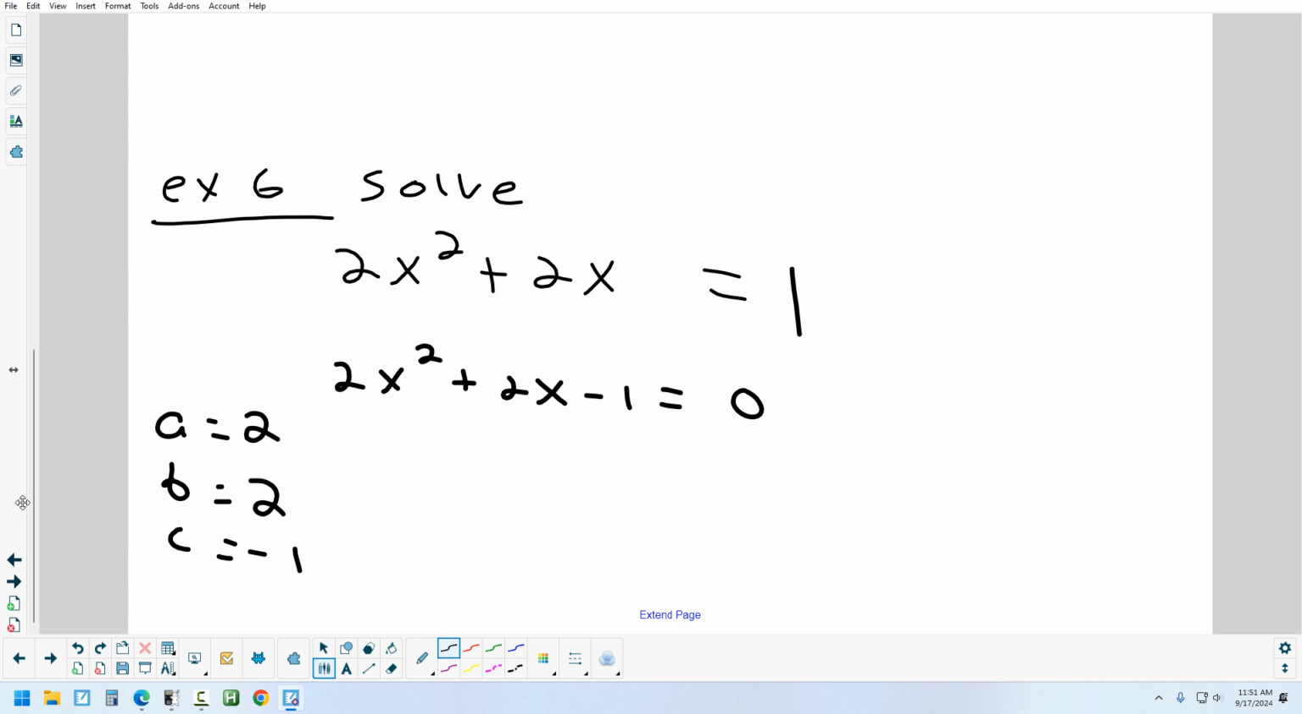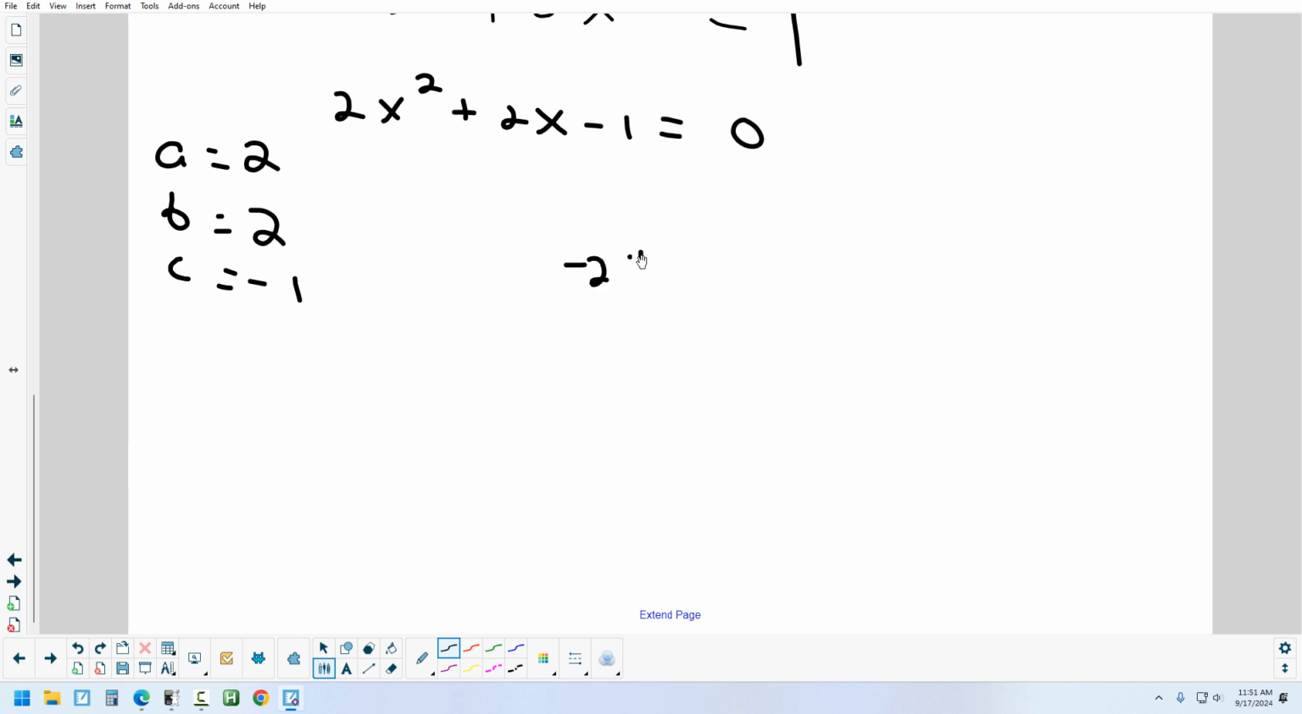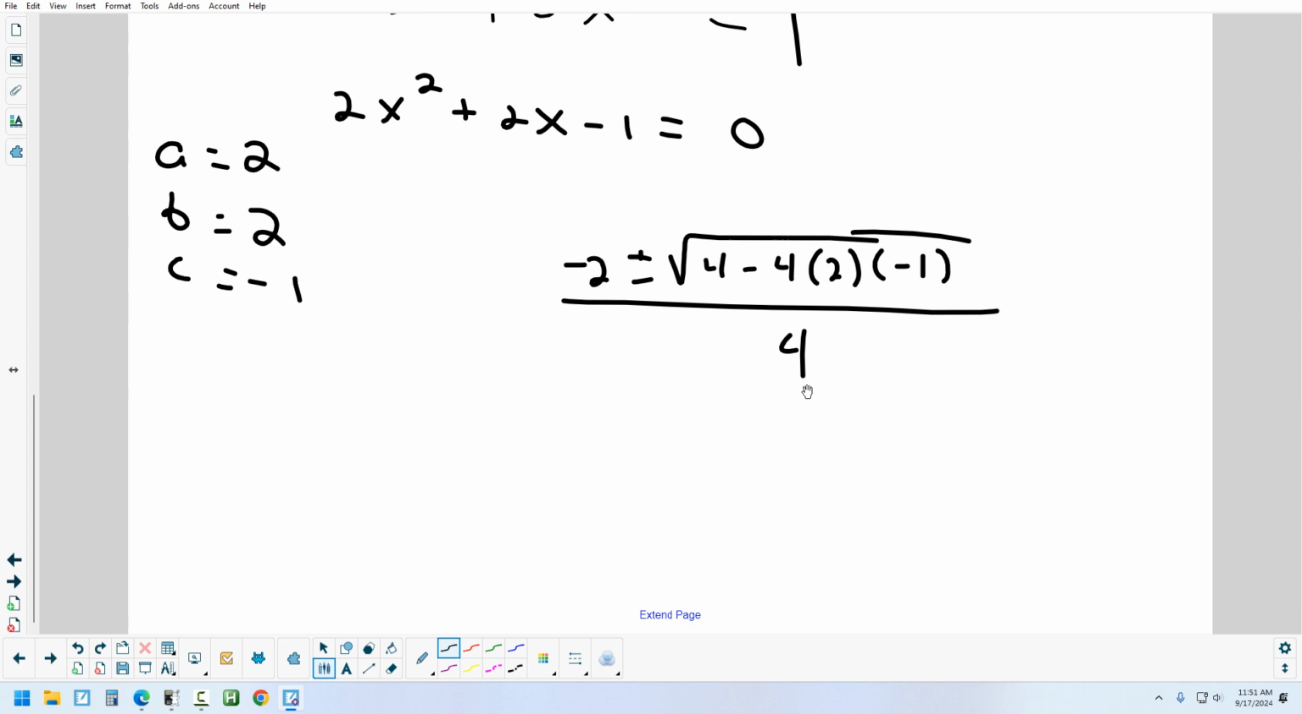When the directions say solve, the expectation is you're going to leave your answer exact. Don't round it to decimals unless they specifically say round your answer to 2 decimals. I would always clarify that on a test if you weren't sure. So negative b plus or minus the square root of b squared minus 4ac, over 2a. We'll just double check that.